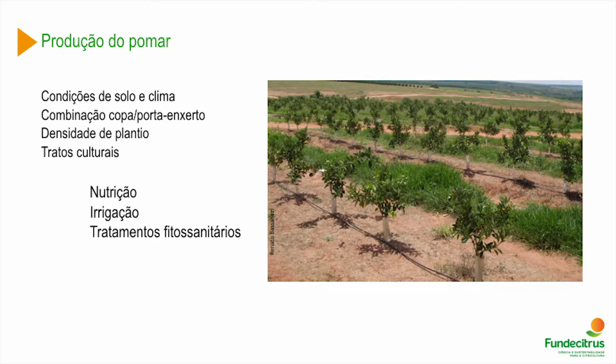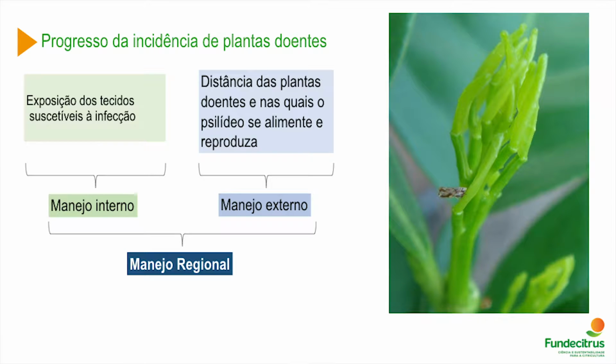The first factor, that is the production of the grove, will depend directly on citrus growers, cultural practices, soil conditions, combination of rootstock and scion, planting density. So that is something where the citrus grower may interfere to increase their yield.